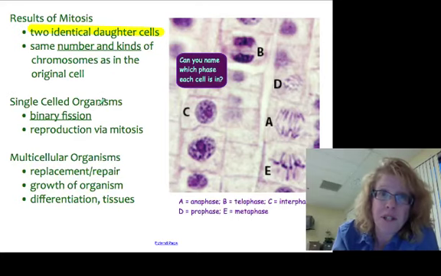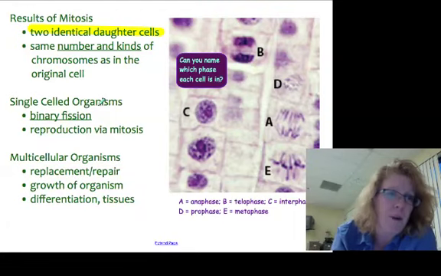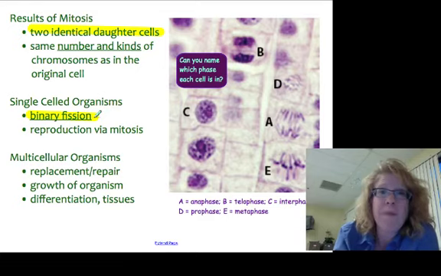In single-celled organisms, like bacteria, this is actually how they reproduce. Kind of boring compared to what we get to do. But in those guys, it's called binary fission. That's the name of that process, where 1 bacteria becomes 2.